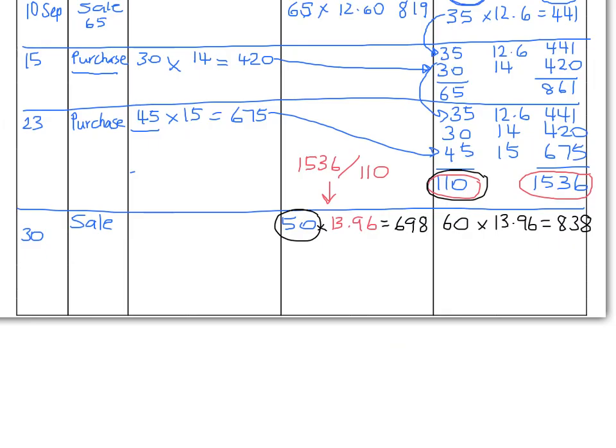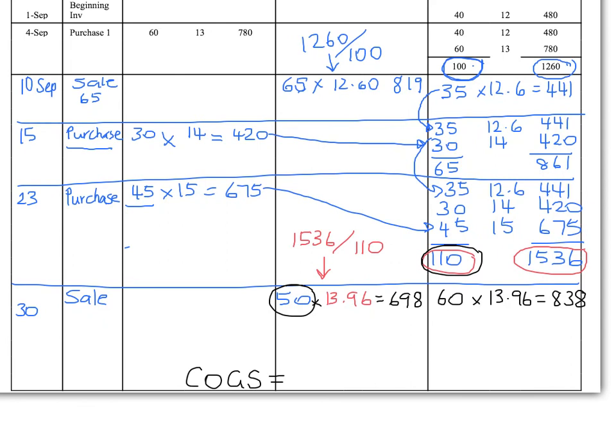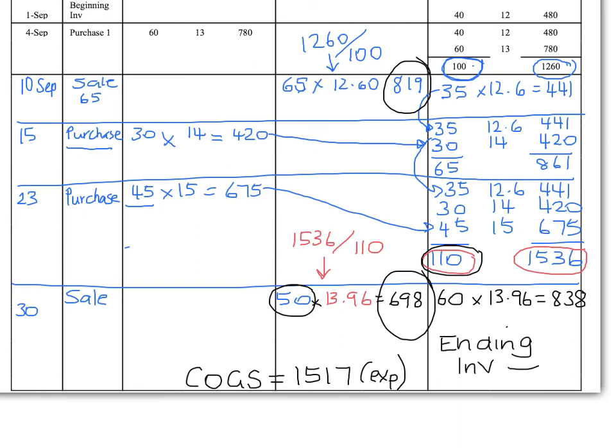I wanted to find out what my cost of goods sold was. To calculate my cost of goods sold, we need to add up this amount sold and this amount sold, which is equal to 1517, and that's an expense that will go on the income statement. Also, I want to find the value of the ending inventory, which is an asset. And the ending inventory is this number here.